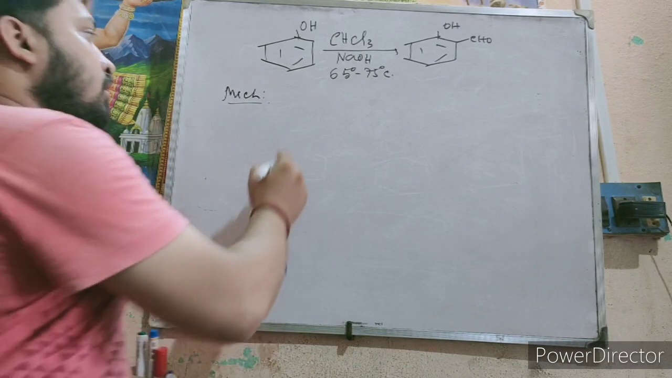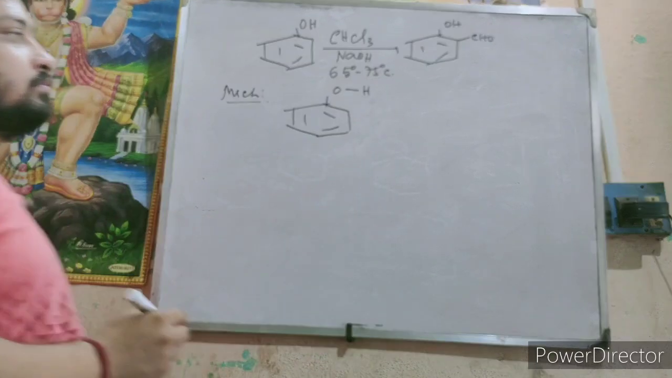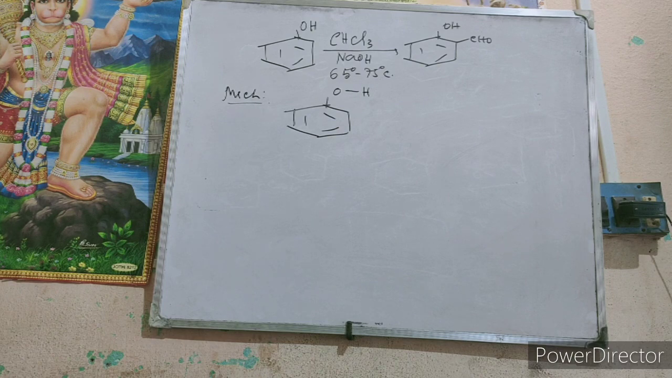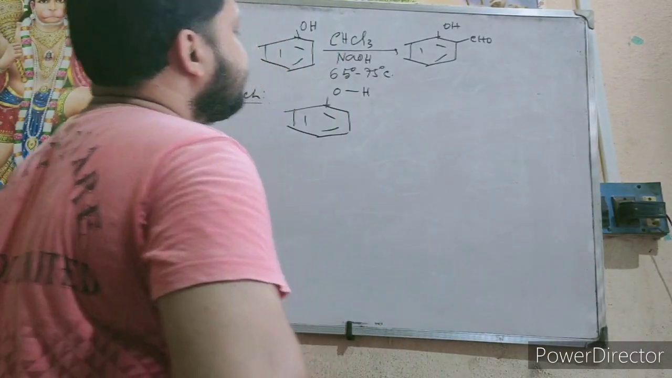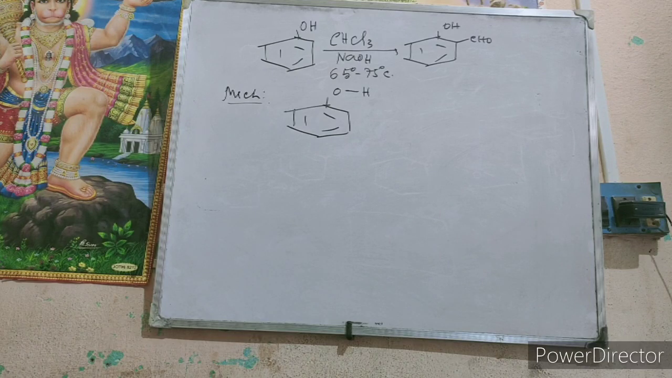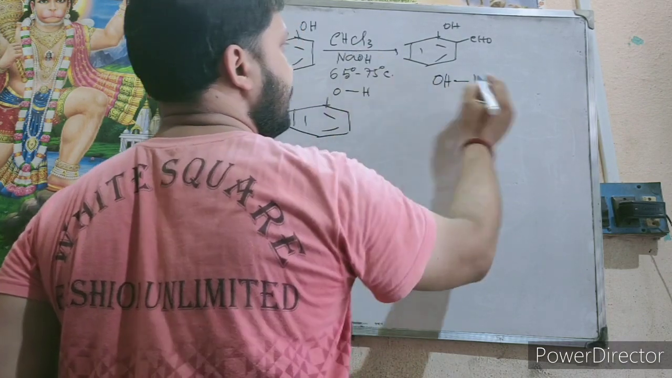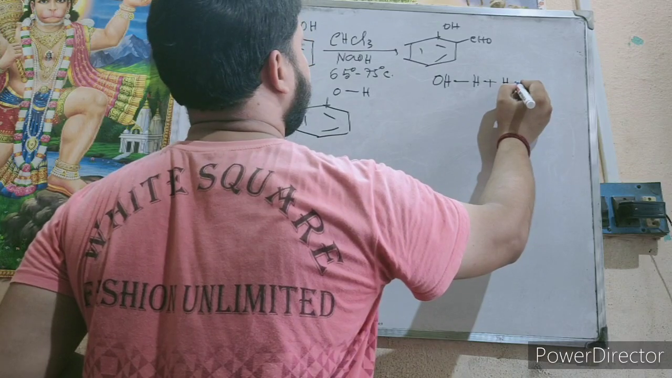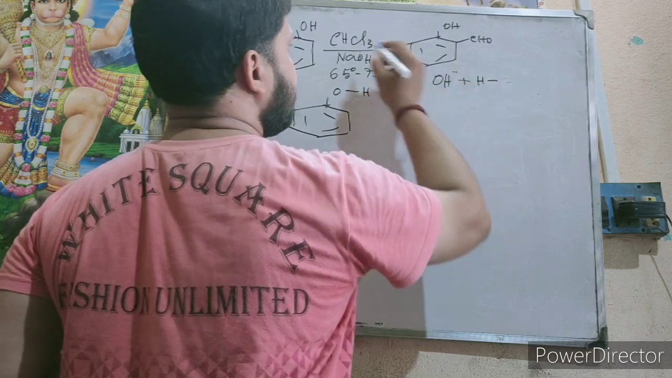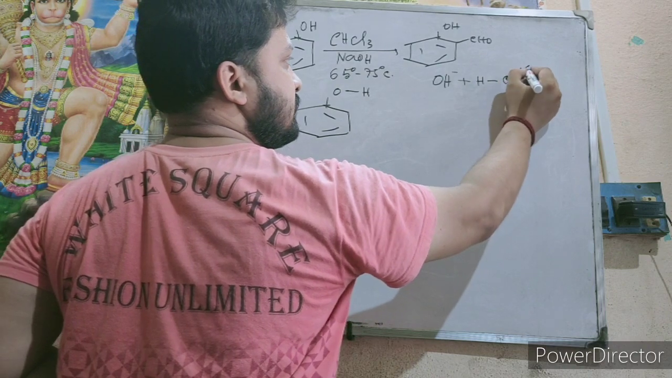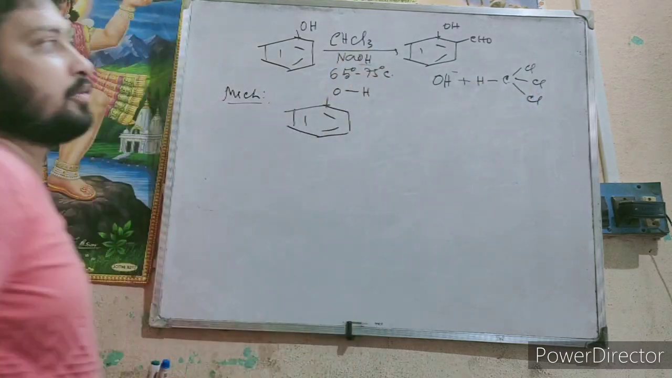Mechanism. You have phenol, so you write this phenol. Now, firstly, you should prepare OH minus and H, and here H, this is OH minus, and here you get HCCl3. OH minus and HCCl3.